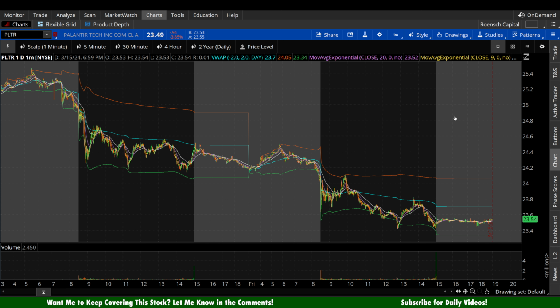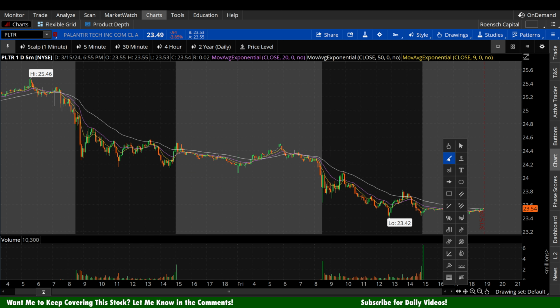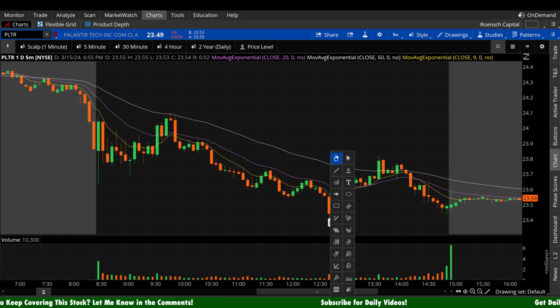Let's take a look at this name, starting with our daily ritual, the volume profile analysis here on the 5-minute chart.